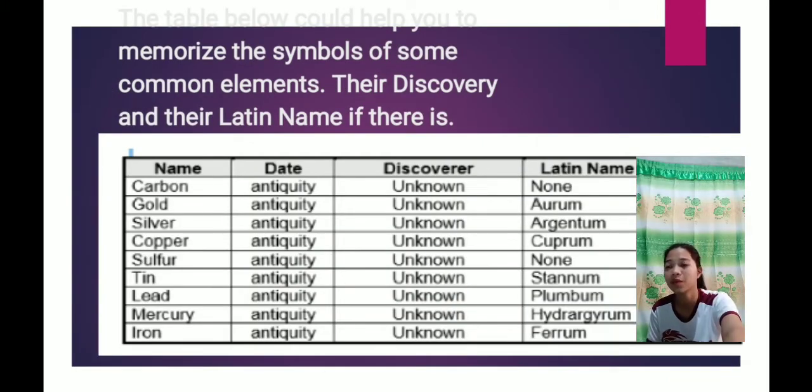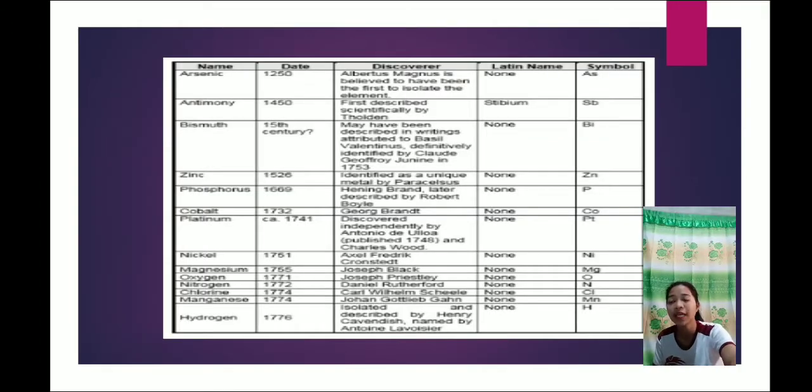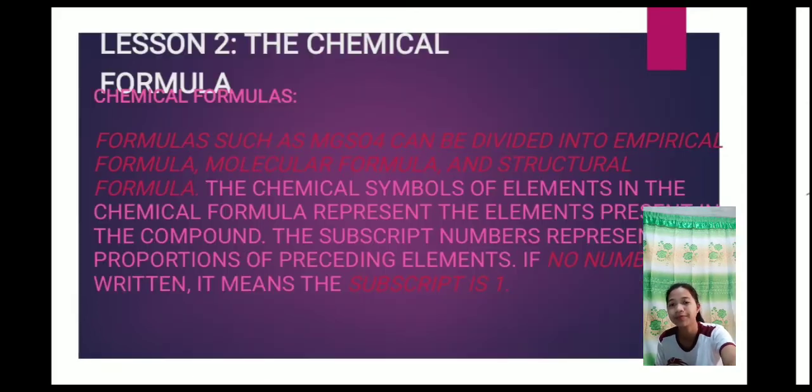Next, itong table na ito ay makakatulong sa atin para ma-memorize yung mga symbol ng mga common elements. So sa unang table makikita natin yung mga pangalan. Second table yung date. Pangatlong table yung na-discover nila. Pang-apat yung Latin name. At pang-limang table ay yung symbol.